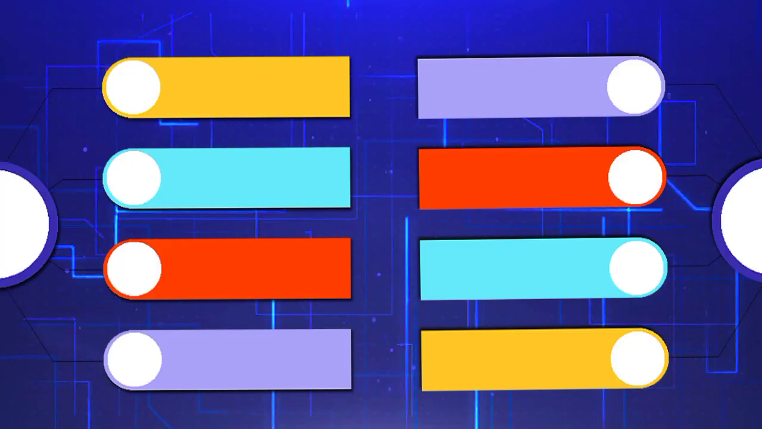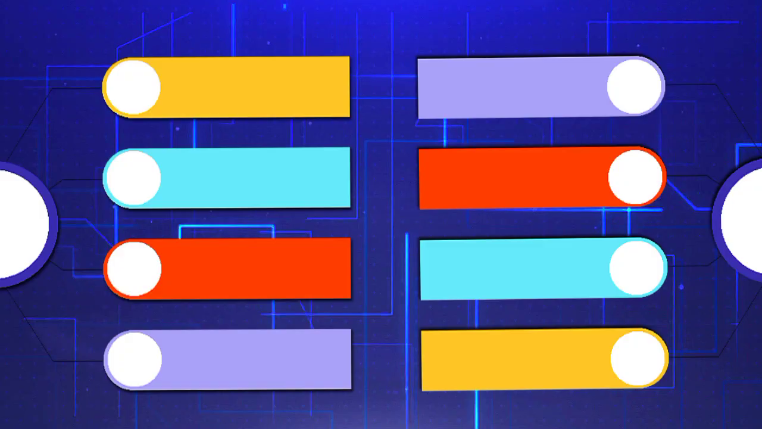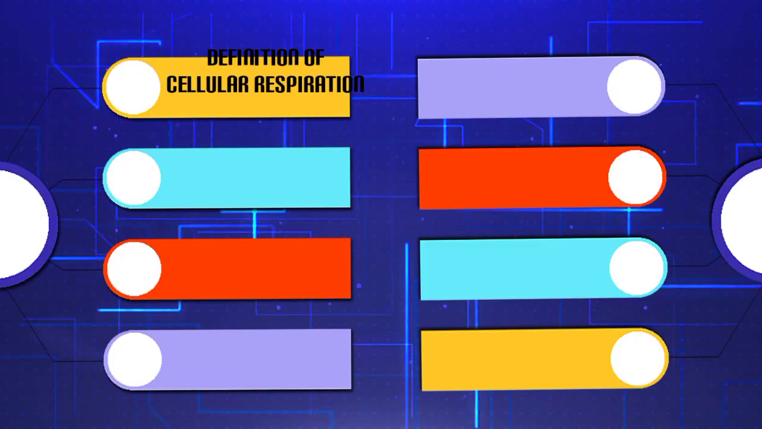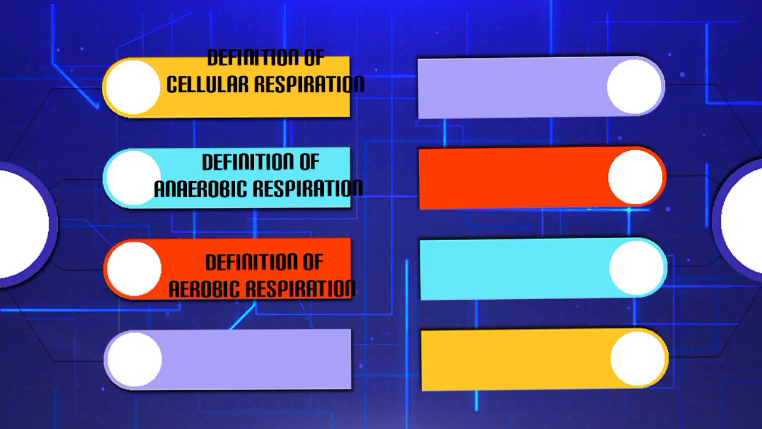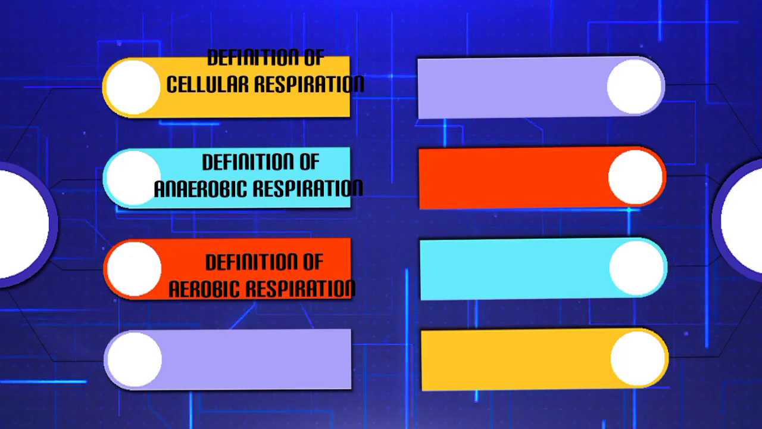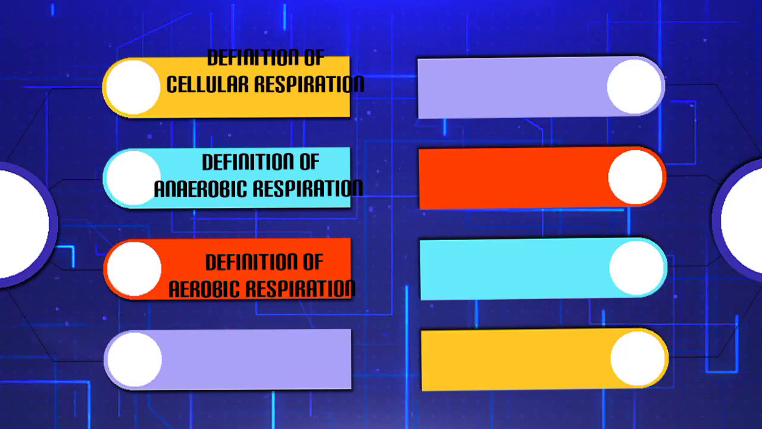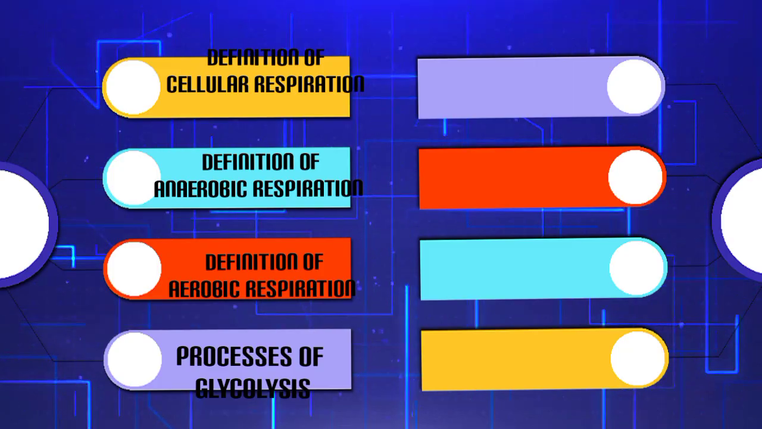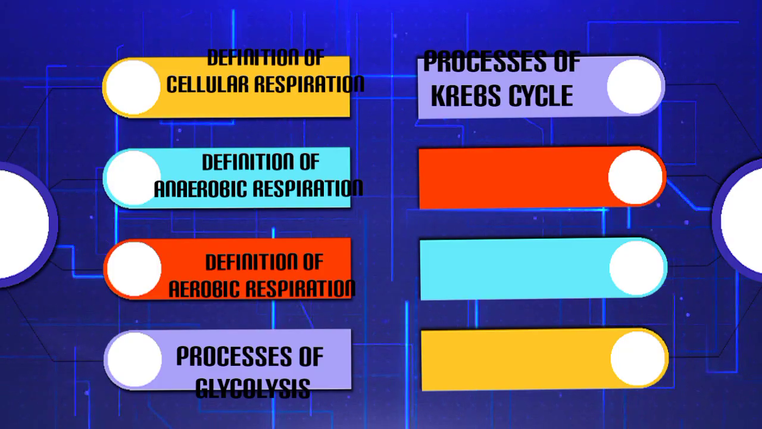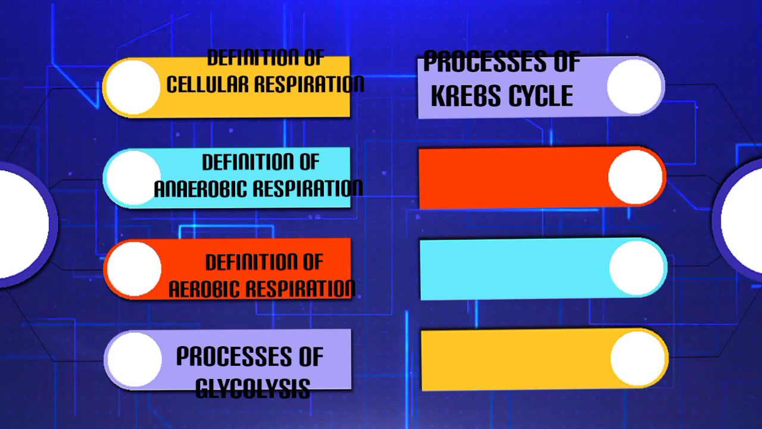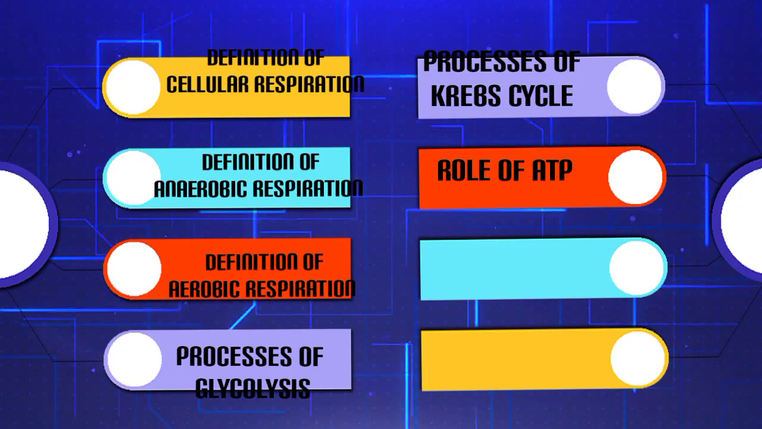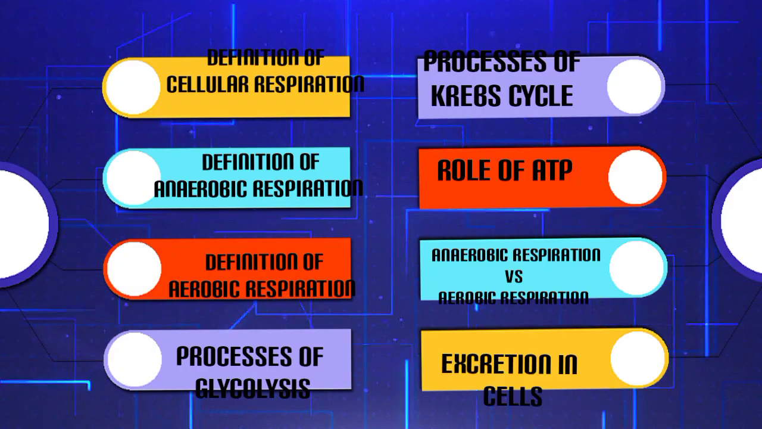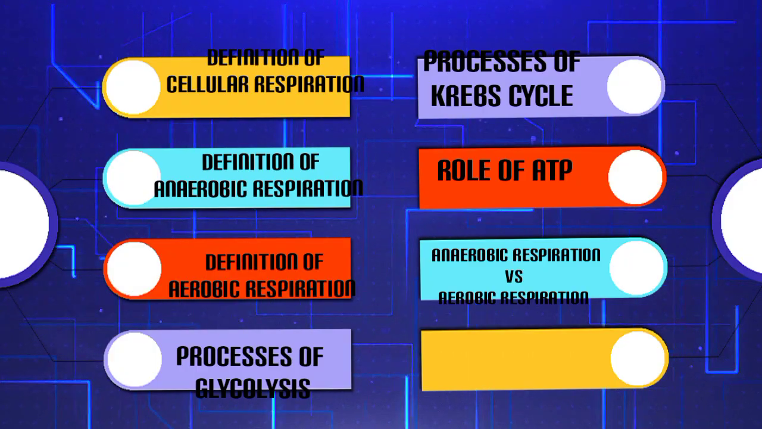The outline of this lesson includes the following: definition of cellular respiration, definition of anaerobic and aerobic respiration, the chemical processes involved in glycolysis and Krebs cycle, the role of ATP in cellular respiration, the differences between aerobic respiration and anaerobic respiration.